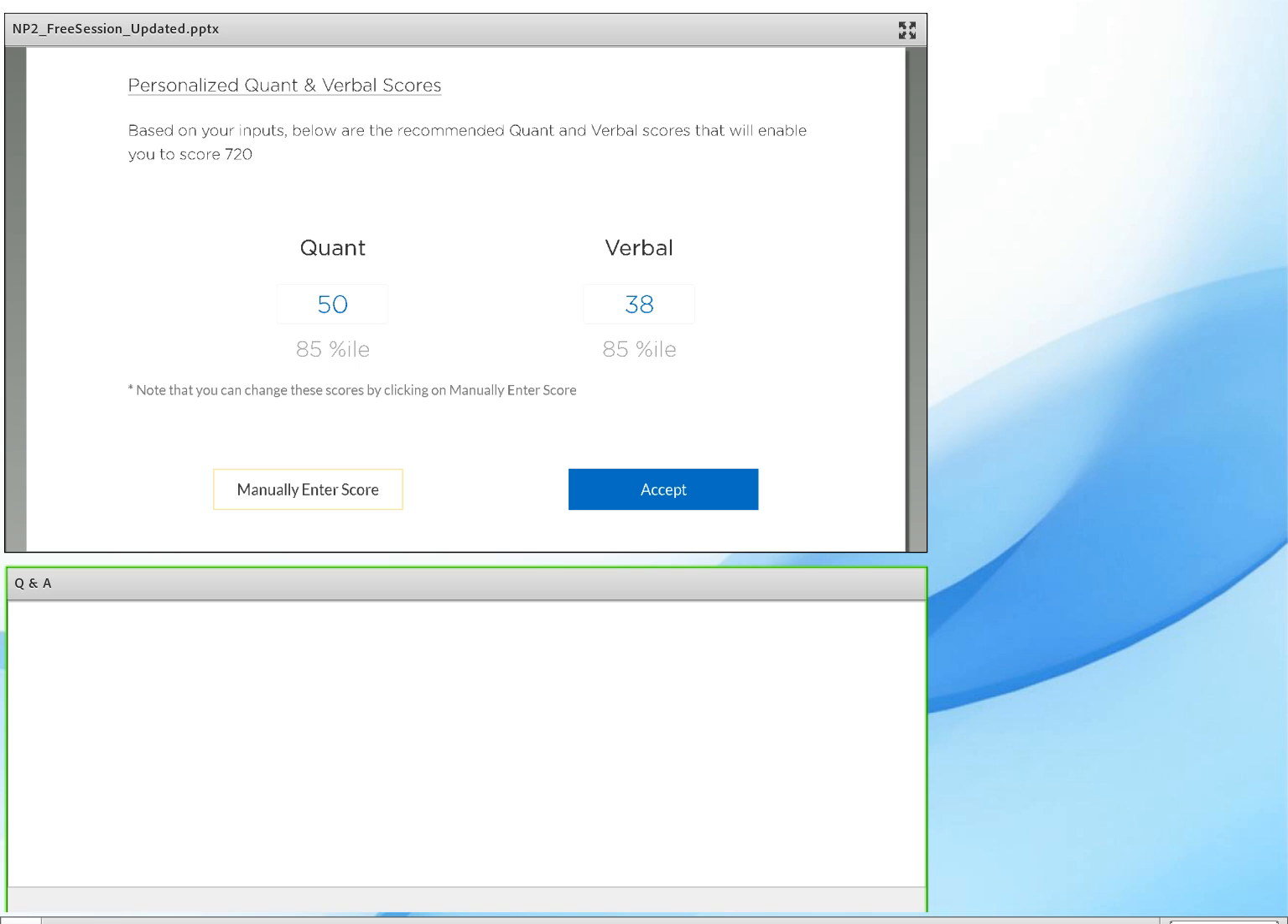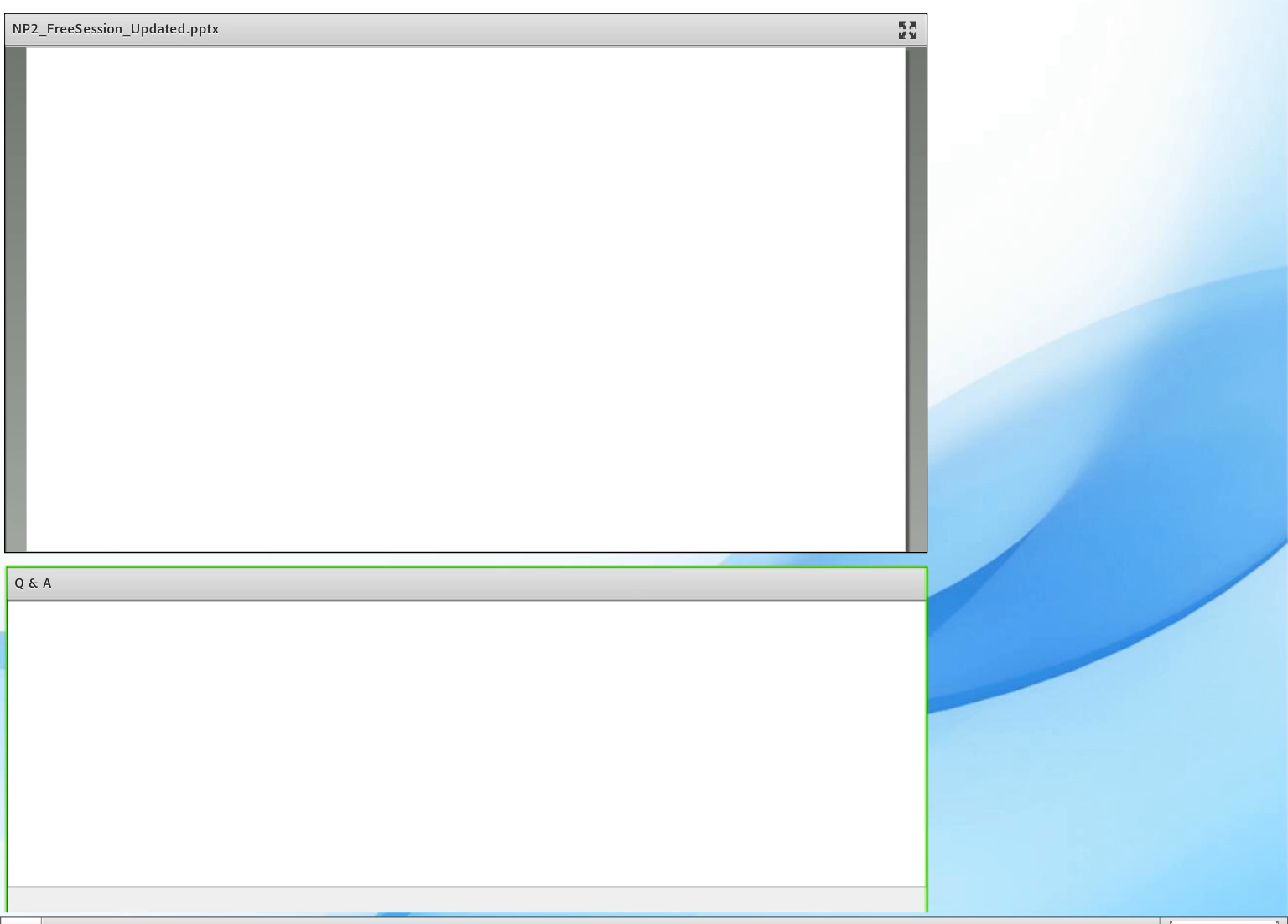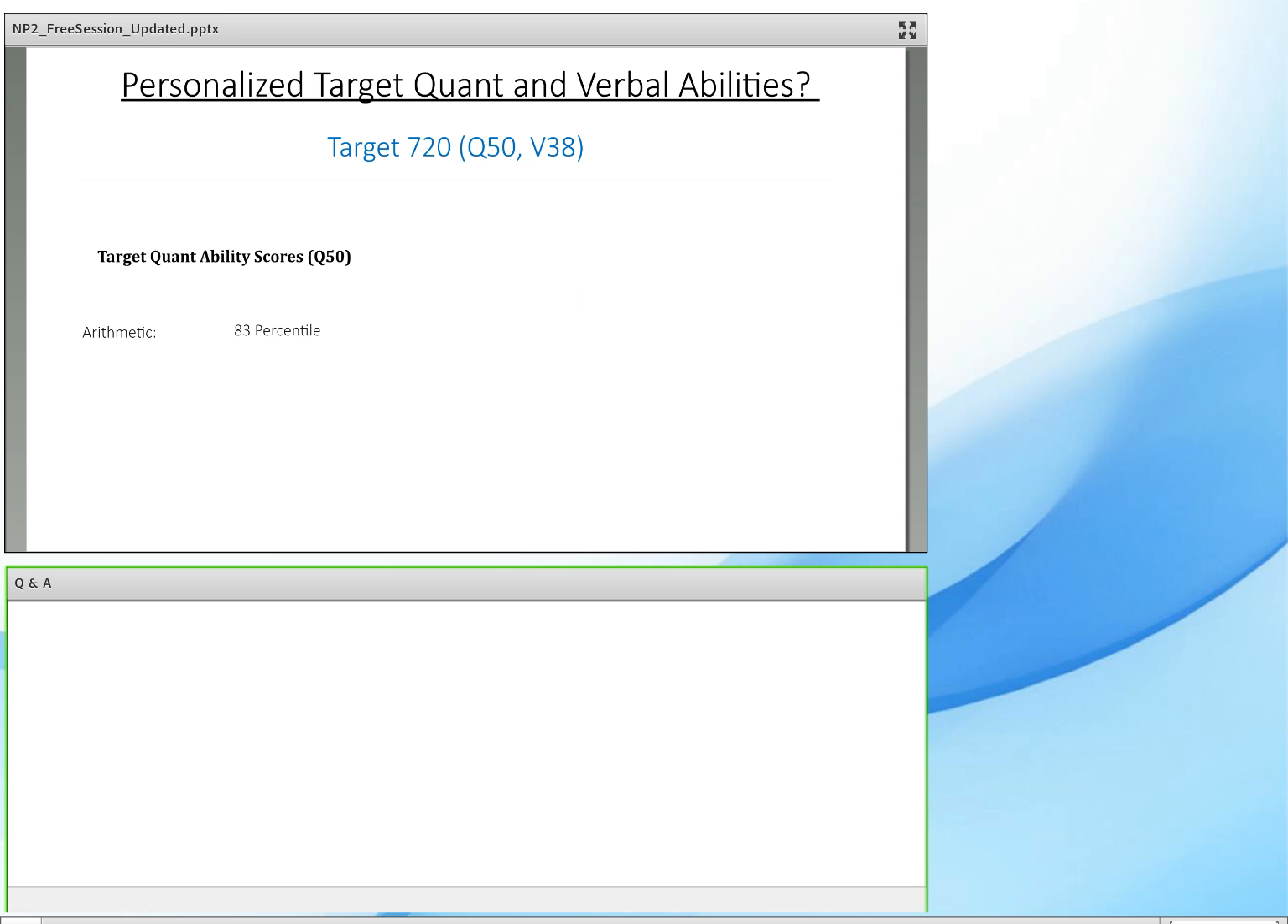Based on that, it'll recommend a set of target quant and target verbal scores to reach that 720 score, as is listed over here. Now, it doesn't end there. It looks at your starting subsectional abilities, and it also provides target subsectional abilities. So to reach a Q50 and a V38, what it's saying is you should achieve the 83rd percentile in arithmetic and algebra geometry. You should excel in sentence correction, do really well in critical reasoning, and do above average in reading comprehension.